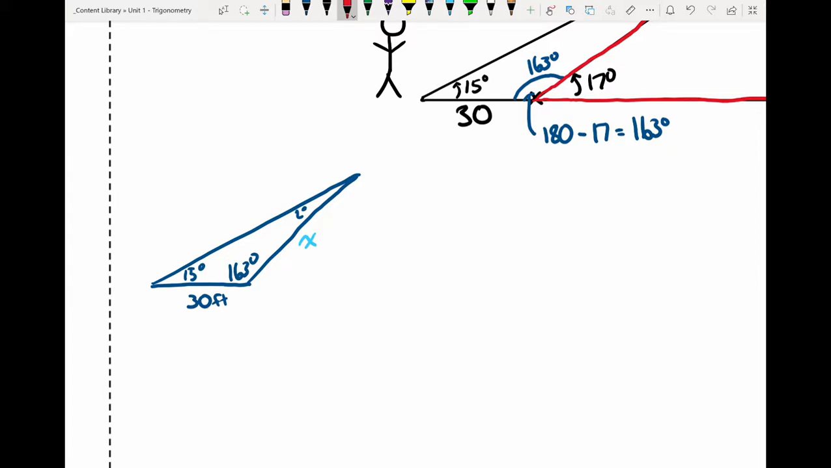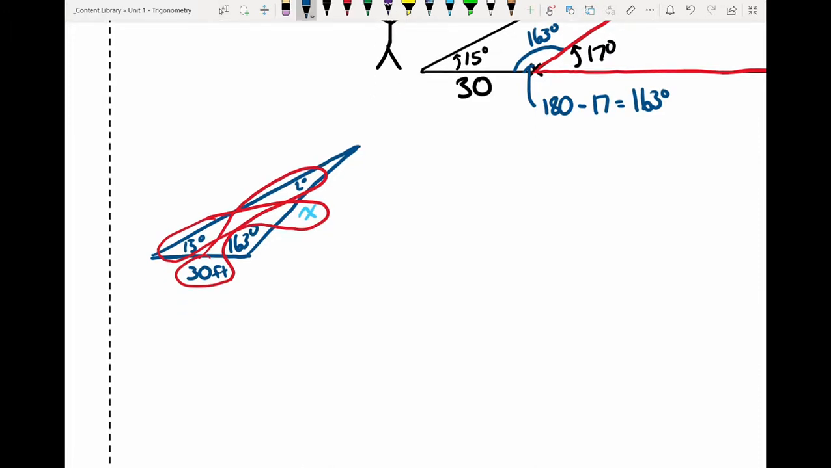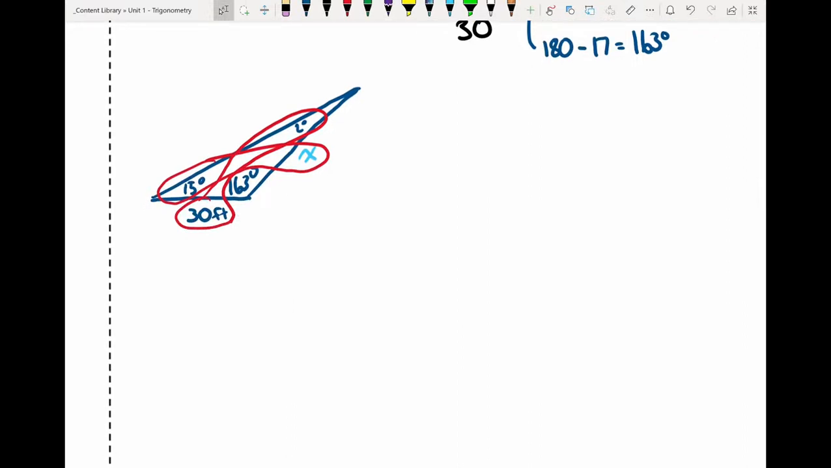With sine law, remember we have to look to see if we have a full pair and half a pair. Now we should be able to see that we do have a half pair here. We have the angle and the missing side that we're looking for. So now all we need to know is, do I have a full pair? We do have a full pair. The 2 degrees and the 30 feet are a pair. And then the 15 and the x are also a pair. So what we can do now is use our sine law. I'm just going to call our pairs A and B just to make it simple.